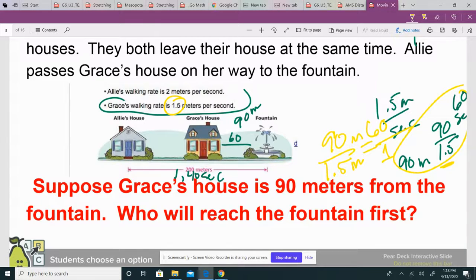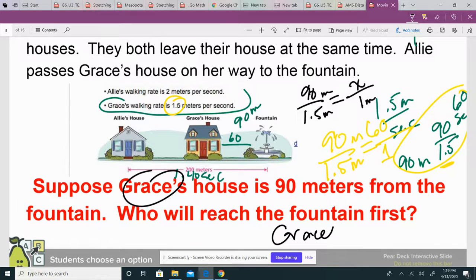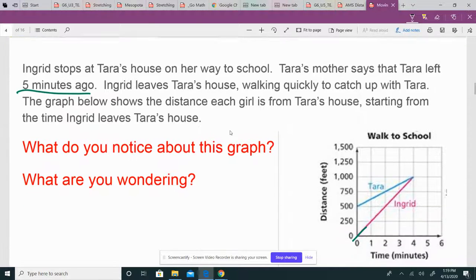We could think about setting it up as a proportion if we wanted to. And what would that proportion look like exactly? Well, we've got 90 meters we need to cover, and we know she goes 1.5 meters in 1 second. So those are the rates that are equivalent. And so we cross multiply, then divide, or really just divide. Okay. And so Grace is going to hit the fountain first. Okay. All right. Now, next question.